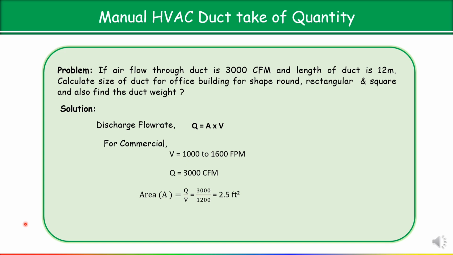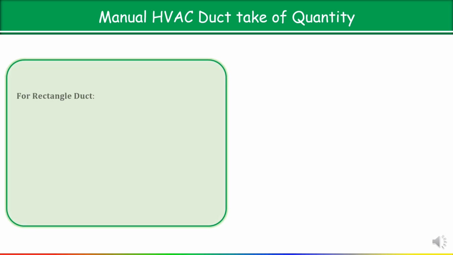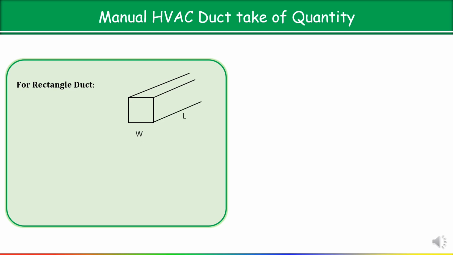When you substitute this Q and V value in this discharge flow rate formula, the area is 2.5 square feet. Okay, once you get the area, now what we have to do for a rectangle duct? First I am just showing you how to find out the size of a rectangle duct.